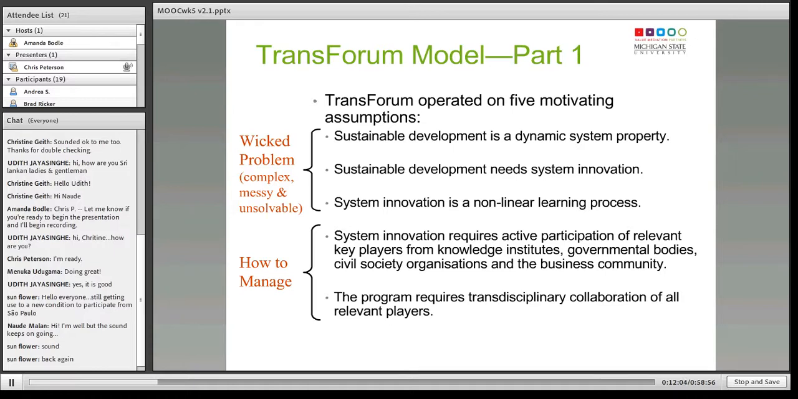And the second set of assumptions here, assumptions 4 and 5, really give us the first keys into managing the process. It has to be a multi-stakeholder engagement, and that multi-stakeholder engagement needs to result in transdisciplinary collaboration. So again, the idea of these 5 assumptions was that any project that was funded by Transforum and worked with Transforum had to live by these assumptions if it was to be supported and moved forward as a project.